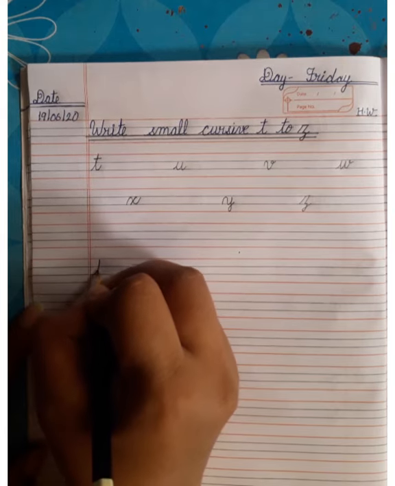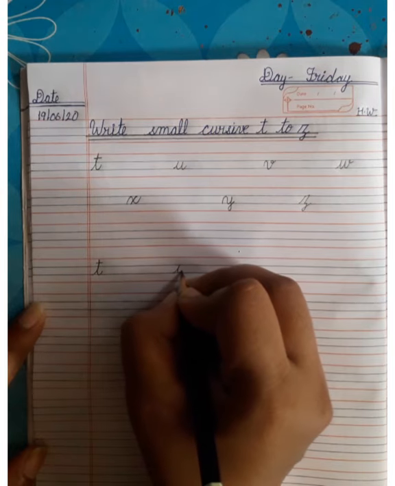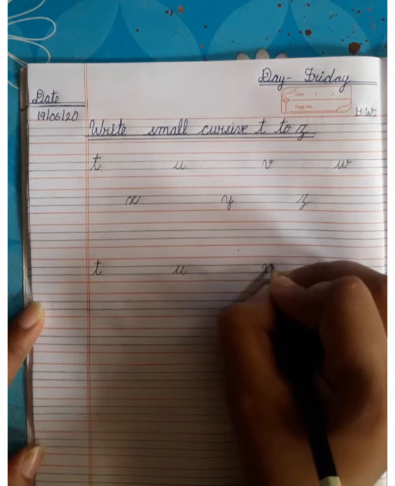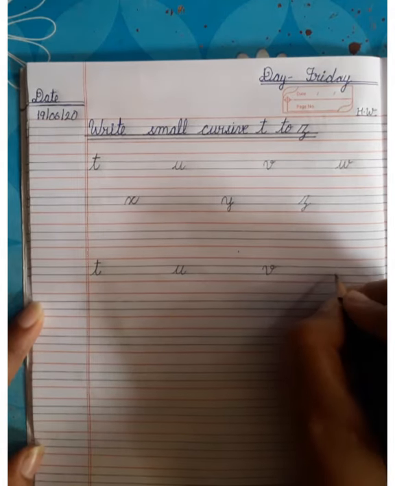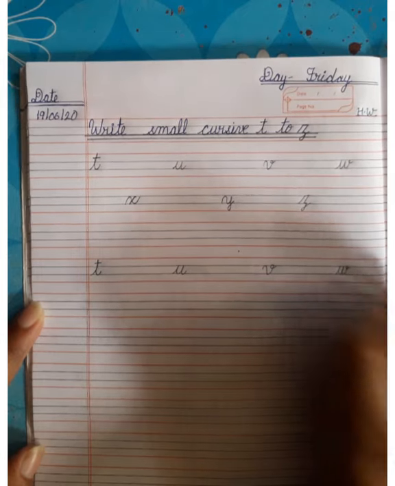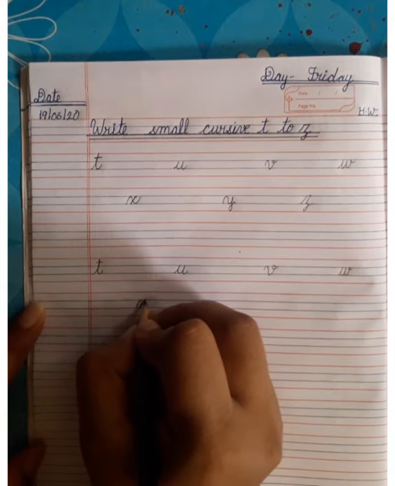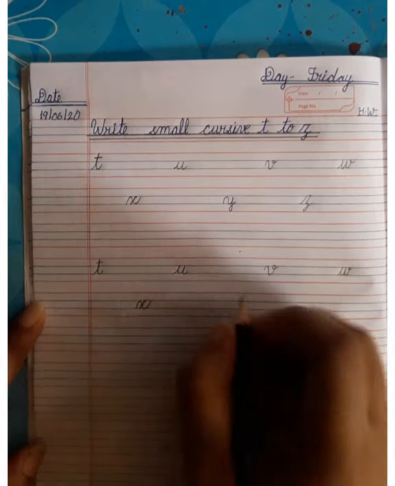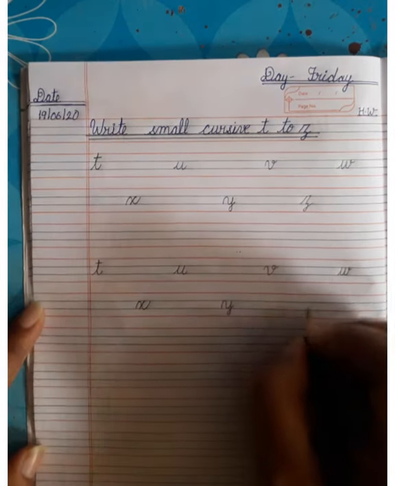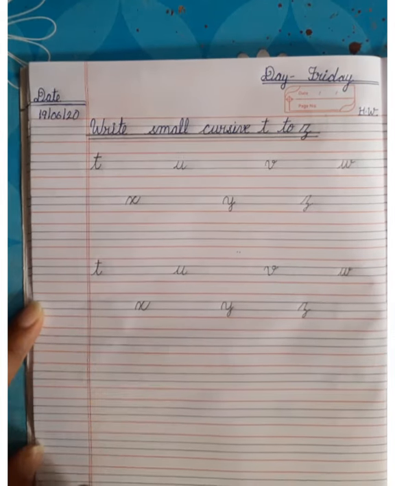We will make a small T in 3 lines. We will make a small U in 2 lines. We will make a small V in 2 lines. We will make a small W in 2 lines. We will make a small X in 2 lines. We will make a small Y in 3 lines. We will make small Z in 3 lines.